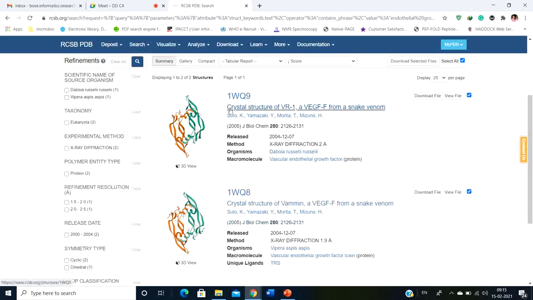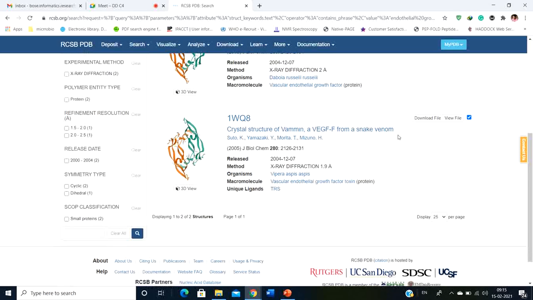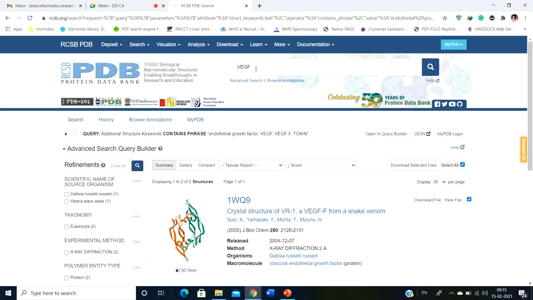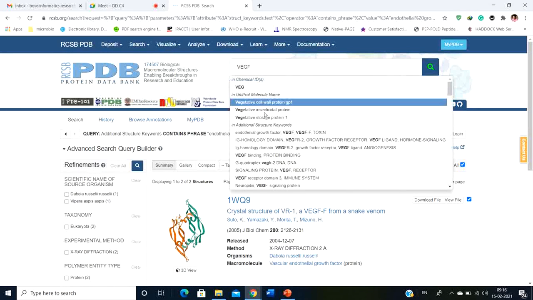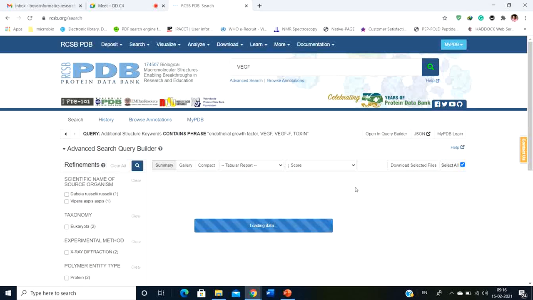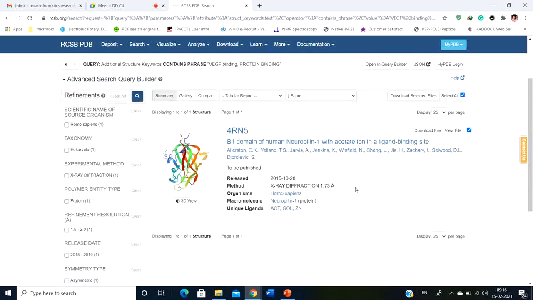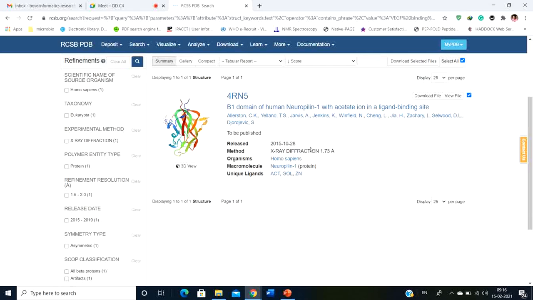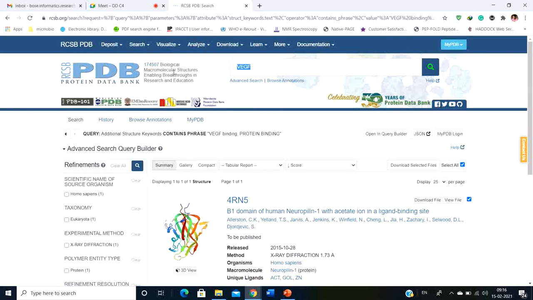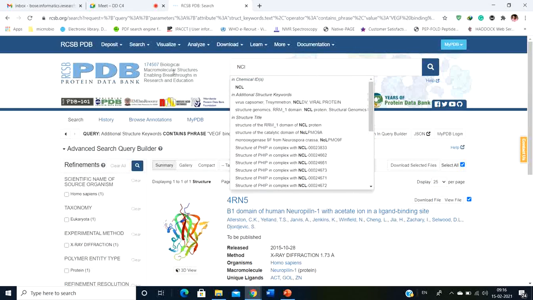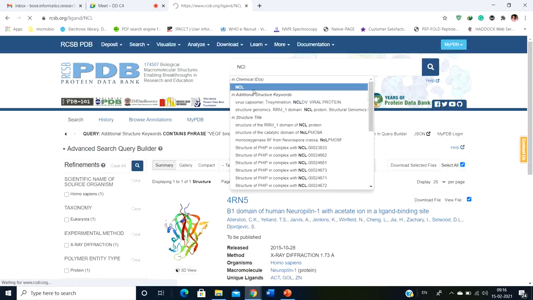For example, see the crystal structure of VR1, a VEGF from snake venom. This also belongs to VEGF from snake venom. Oh, not the snake venom. I don't know why I'm not getting it. Let me find the NCL protein.